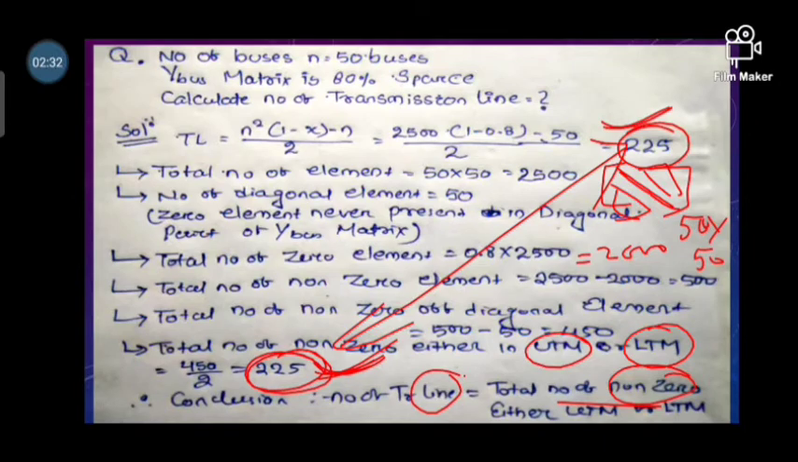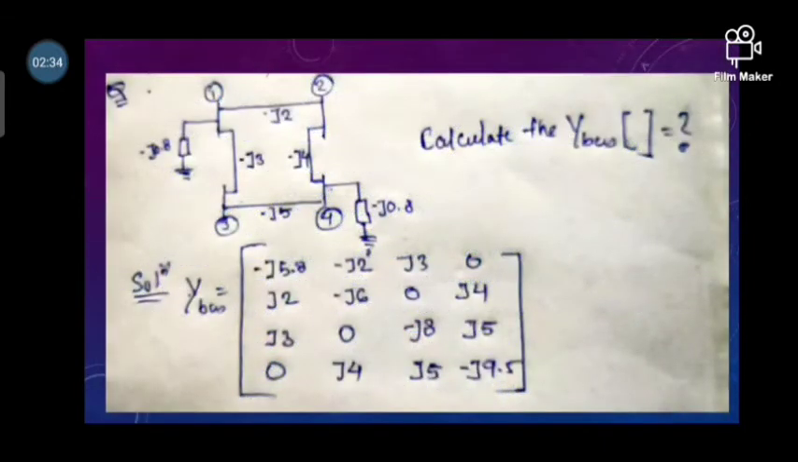Okay, so let's go to our problem number 2. Problem number 2 is about the calculation of Y-bus, that is the admittance bus. The network is given, and it is only asking about the Y-bus matrix. There are 4 buses: bus 1, bus 2, bus 3 and bus 4. The admittance is connected to the ground at bus 1 and at bus 4, and at bus number 2 and bus number 3 there is no admittance connected between bus and ground.